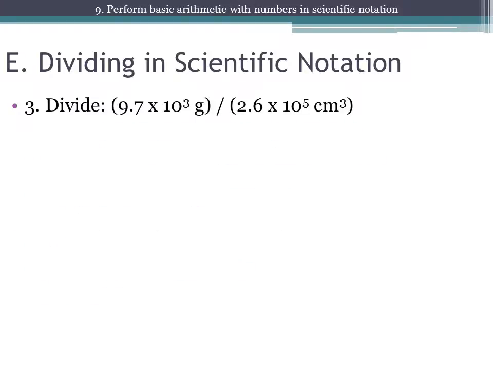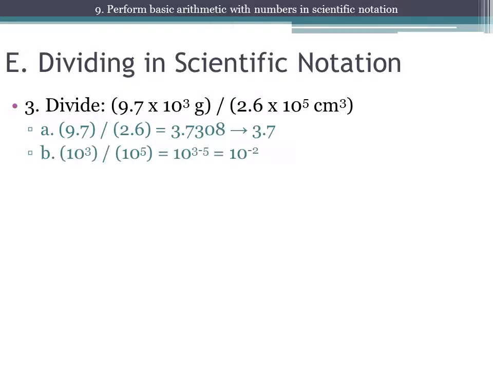Another example, again division. We'll divide our mantissas. Notice here we'll get 2 sig figs. Both of our measurements have 2 sig figs. So plug that into your calculator and that will round to 3.7. We'll then take care of our exponents. 10 to the third divided by 10 to the fifth. So that's 10 to the 3 minus 5. That would equal 10 to the negative second. So our answer is 3.7 times 10 to the negative second grams per centimeter cubed.